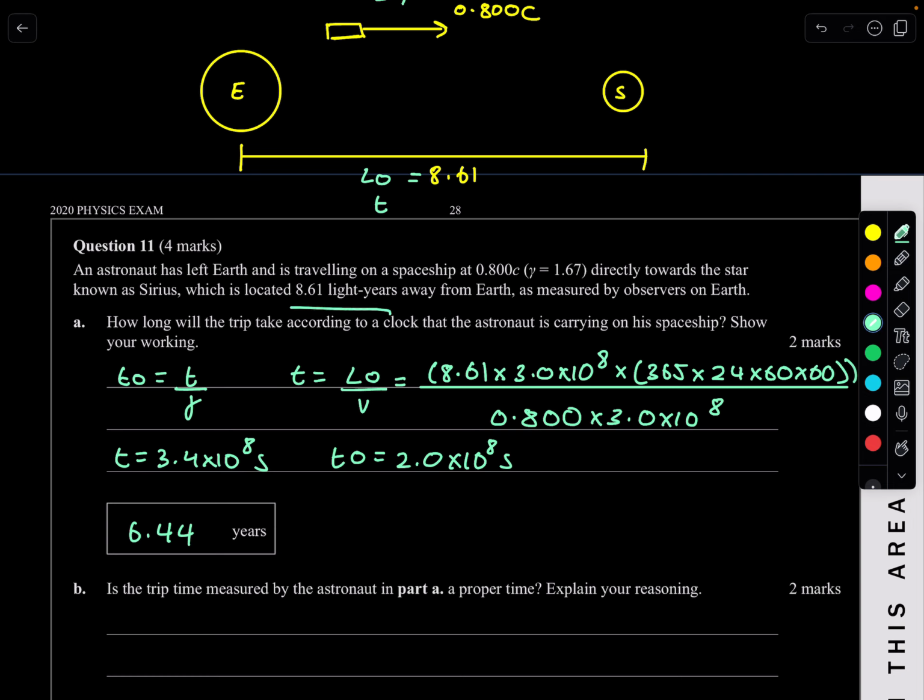Especially since they didn't tell you how to convert light years to meters. It's kind of a stupid question, to be honest. I don't like that one.